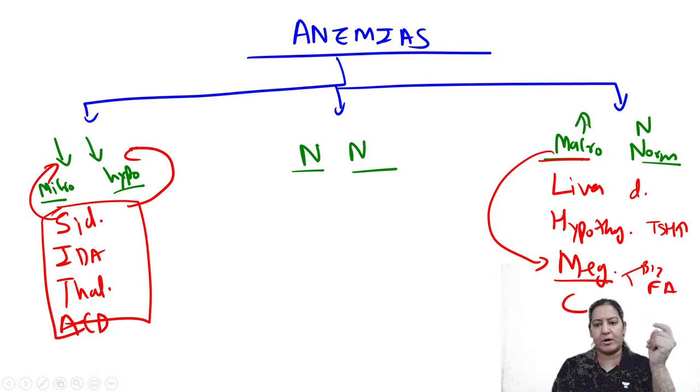Last is cytotoxic drug. How many cytotoxic drugs? Methotrexate is one of them. Phenytoin is one of them. Methotrexate is an anti-cancer drug. Phenytoin is an anti-epileptic drug. All these cause macrocytic anemia. Okay. Till now, the concepts are clear. Let me move further.